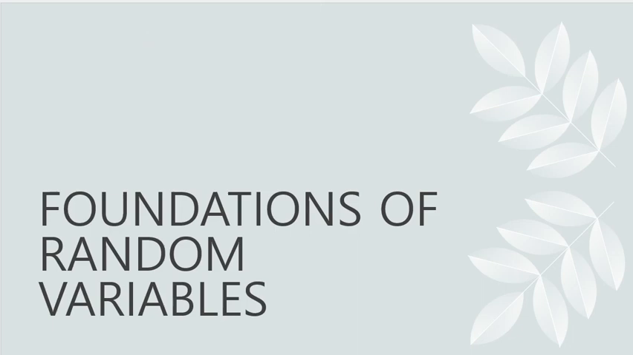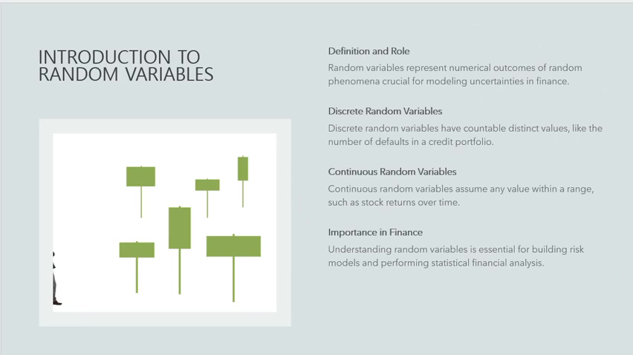So we will first discuss the fundamentals of random variables. How does a random variable work and what are its fundamentals? Let's first discuss the introduction to the random variable, where we discuss the definition and role of the random variable. There are two types of random variable: one is a discrete random variable and another one is a continuous random variable, and how these random variables are important in finance. So let's start the discussion on that topic.